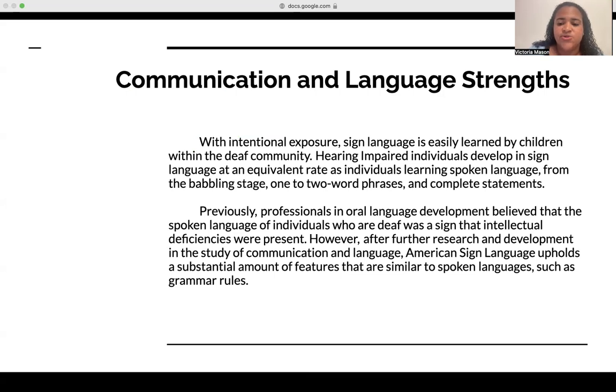Previously, professionals in oral language development believed that the spoken language of individuals who are deaf was a sign that intellectual deficiencies were present. However, after further research and development in the study of communication and language, American Sign Language upholds a substantial amount of features that are similar to spoken languages, such as grammar rules.